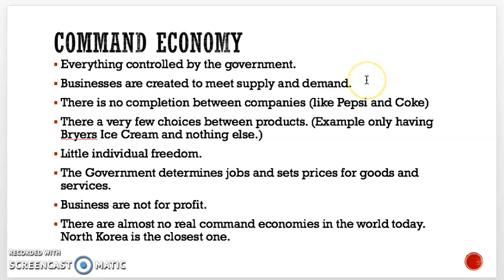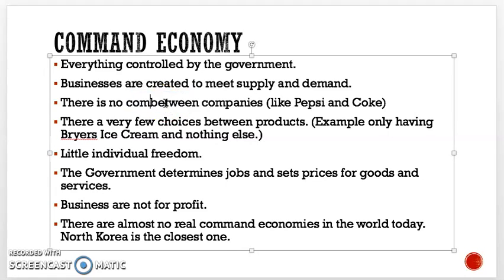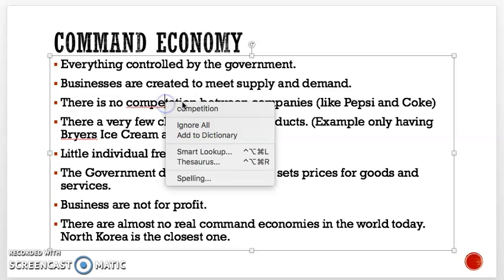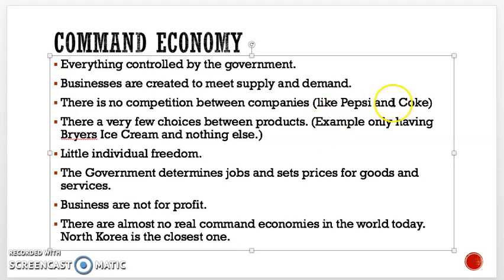Businesses are created to meet the supply and demand. So supply and demand is, do people need it? Yes, they do. So we meet that demand. That's it. There's no excess. There's no competition. I wrote completion, sorry. Competition between companies. I think I can fix that now. I don't know why my spelling is so terrible today. There we go. Competition between companies.